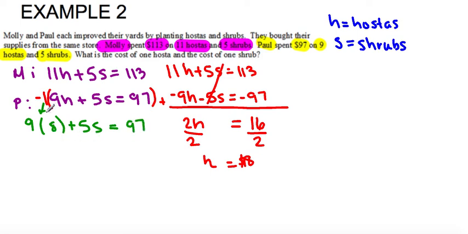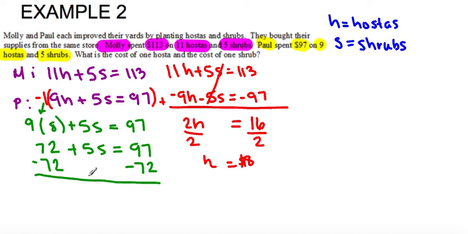9 times 8 is 72. Plus 5S equals 97. I have to get S by itself, so I subtract 72 on both sides. So I have 5S equals 25. And then to get the S by itself, I divide by 5 on both sides.